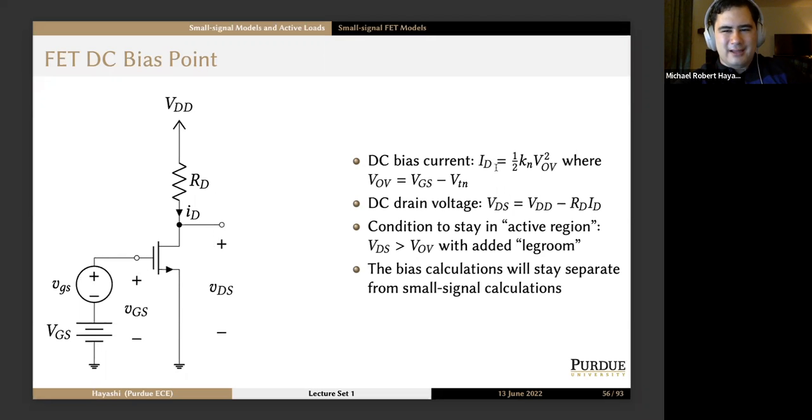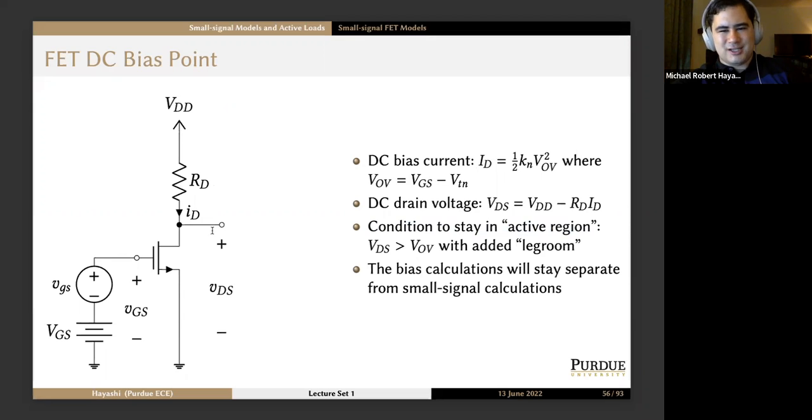So we know that the bias current ID is going to be 1/2 Kn capital VOV squared, where that is capital VGS minus VTN, right? That's just the definition of the overdrive voltage. It just saves a little bit of space in a set of parentheses. And then we have that same equation from before, VDS is equal to VDD minus RD ID, except now we're looking at the DC quantities.